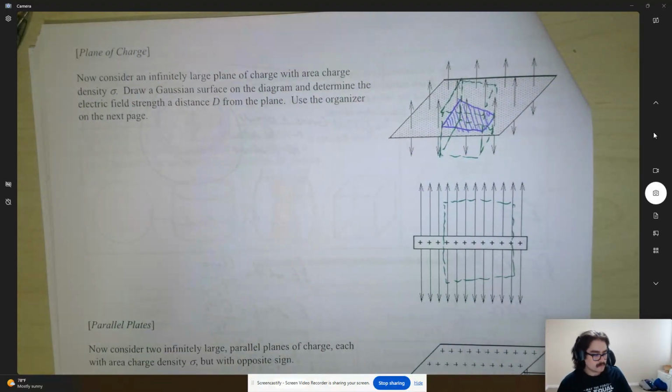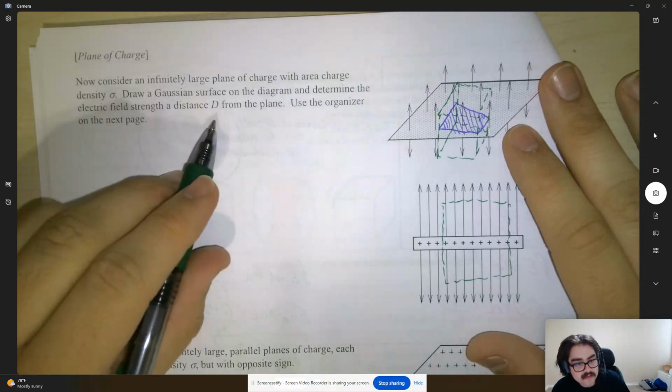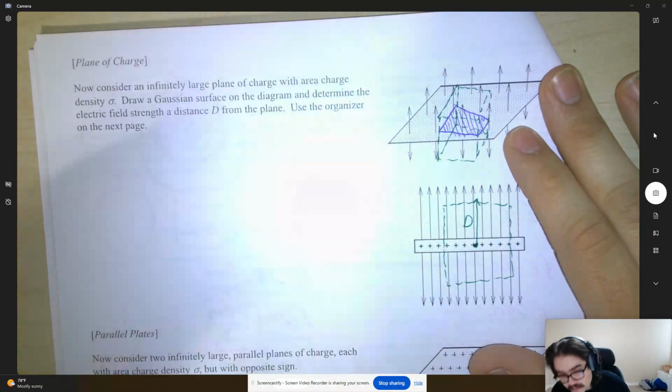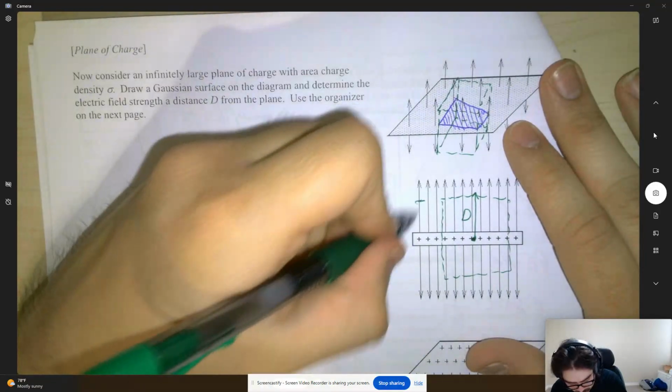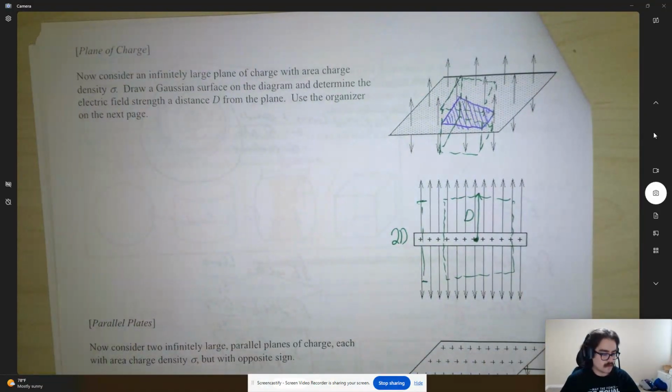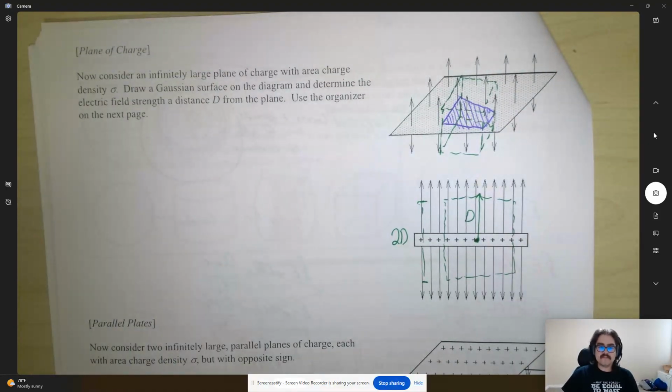And what you're going to notice is that I'm going to define it's a distance d from the plane. So I'm going to go from the plane up to here is a distance d. That means that the total height of the Gaussian surface is going to have to be 2d. Now that I've defined my Gaussian surface, I can use the organizer on the next page to solve it.